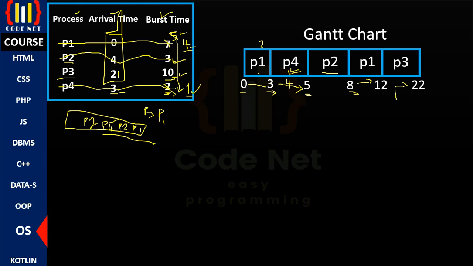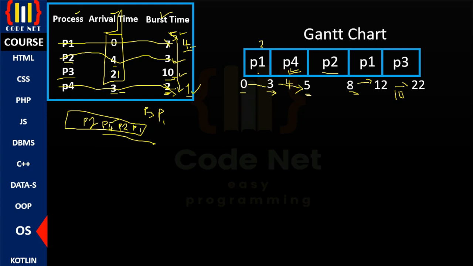It had to execute for 10 milliseconds, which is the total burst time for process 3. So this is how we can present this work in the Gantt chart. Don't forget, we are doing it on a preemptive basis. The switching from process 1, process 4, process 2, process 1 to process 3, that is what we call preemptive.